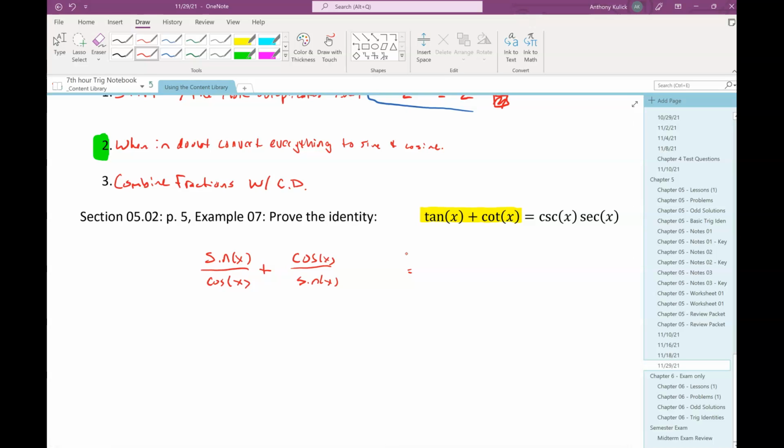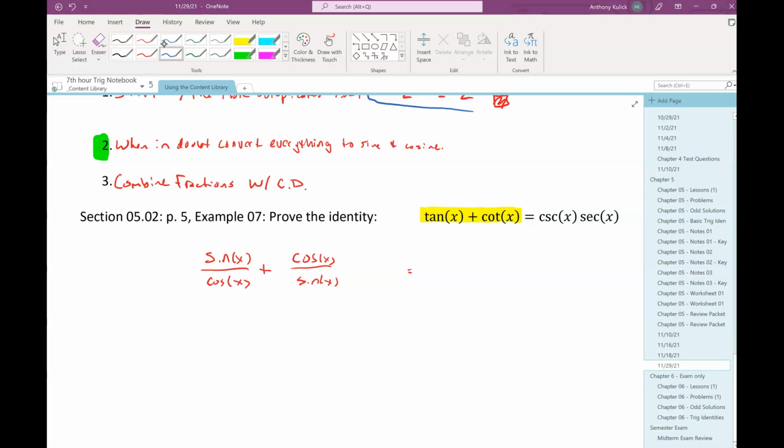And now you might say, well, Mr. Kulik, that looks worse, right? That's clearly more complicated. And that's okay. Things can get more complicated before things start coming together. But why is this now a better situation than we had before? Well, I don't have like terms per se, but I do have two fractions that are supposed to be added together. If I want to add two fractions, what do I have to make? Common denominator. So it gives me something to do now that I didn't have before.